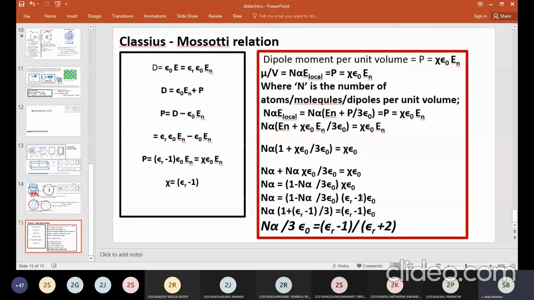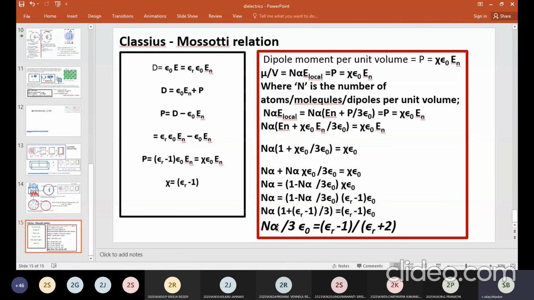In place of psi, epsilon r minus 1. This is by 3, minus N alpha, so I take it to this side. We got N alpha by 3 epsilon naught is equal to epsilon r minus 1 by epsilon r plus 2. This is your Clausius Mossotti relation.